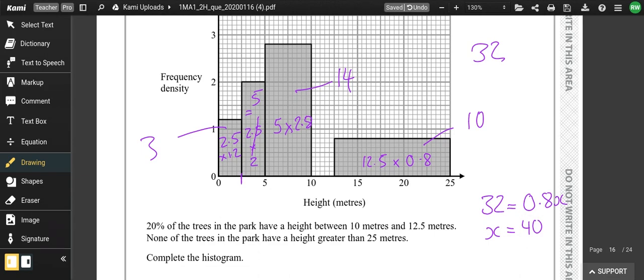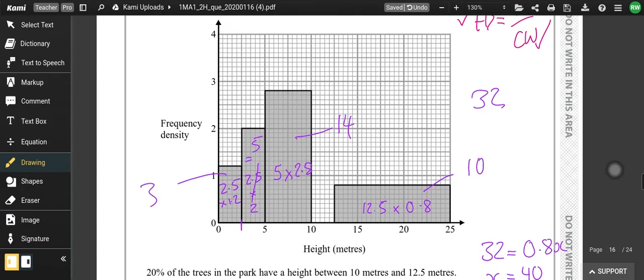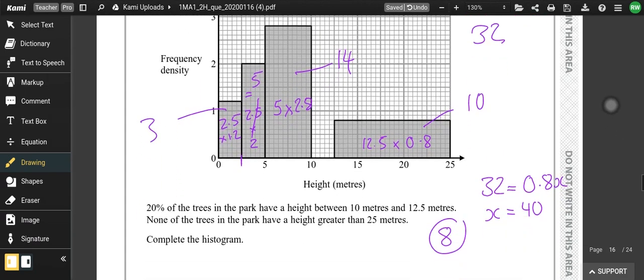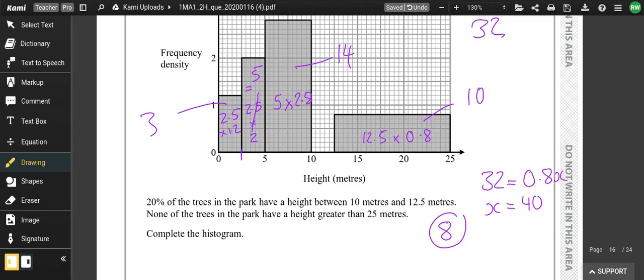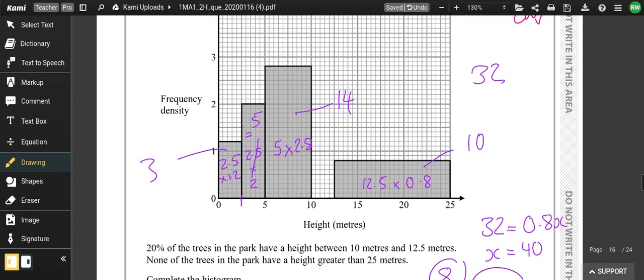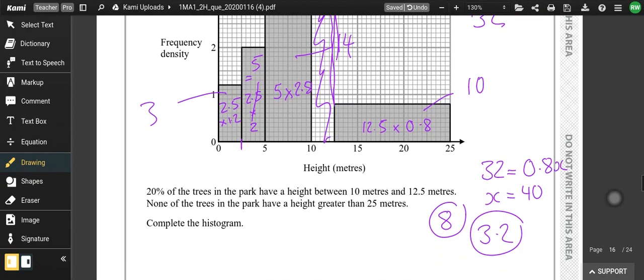32 of them are already covered, so that means that the final bar must represent 8 on the frequency. We know the class width, so we're going to use that formula again to find the frequency density. We're going to do 8 divided by the class width, which is 2.5. 16 over 5 is 3.2. So the height of that bar has to be 3.2. So we're going to go up to there. You're going to draw that with a ruler and pencil. That's your final bar.